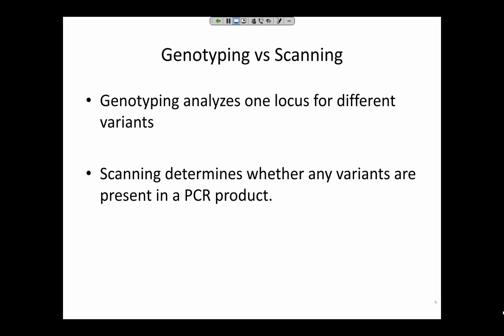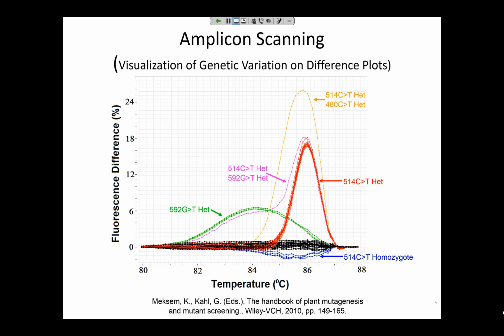And now we're going to contrast genotyping versus scanning. Genotyping that we've been talking about always analyzes one locus for different variants, whereas scanning determines whether any variants are present in a PCR product. So different methods, different focus. Let's look at scanning. You can use amplicon melting to identify different variants that are within the primers.